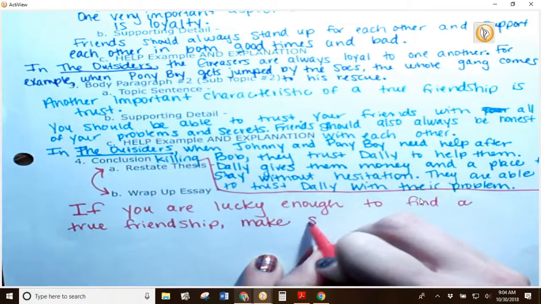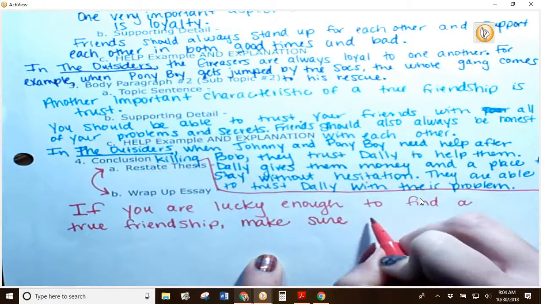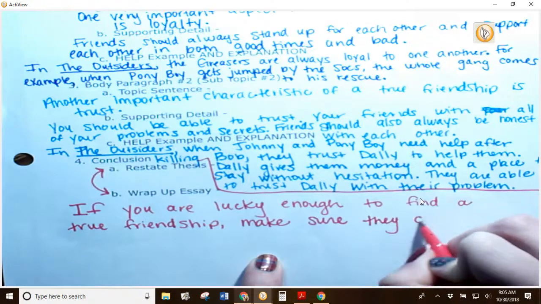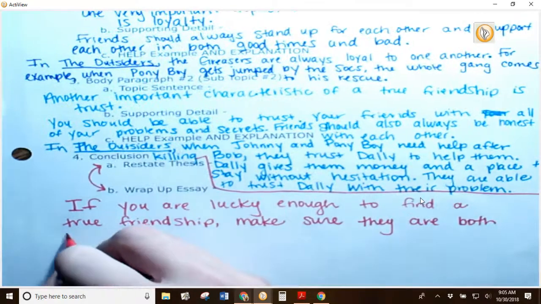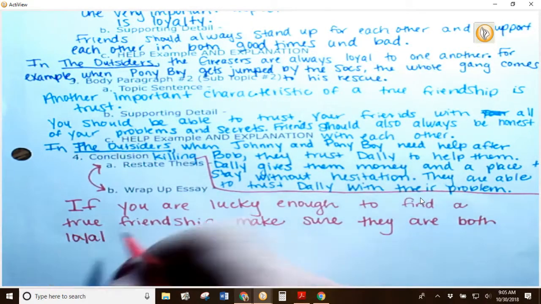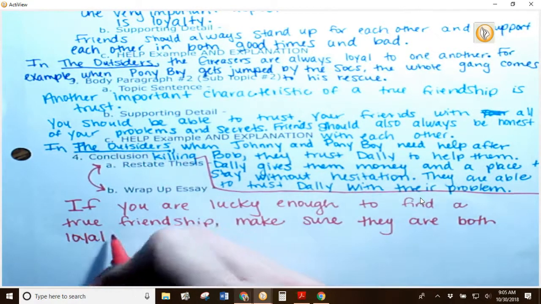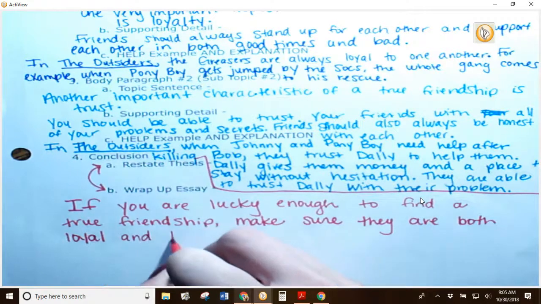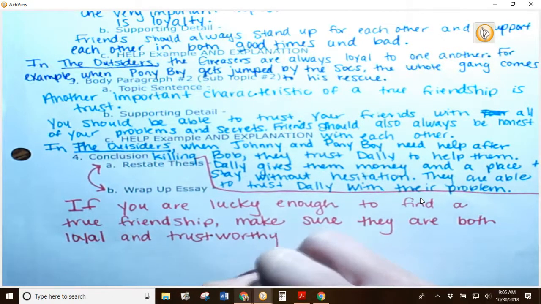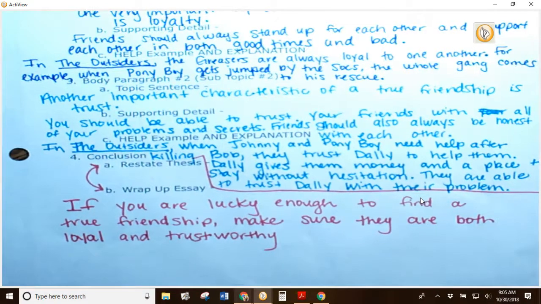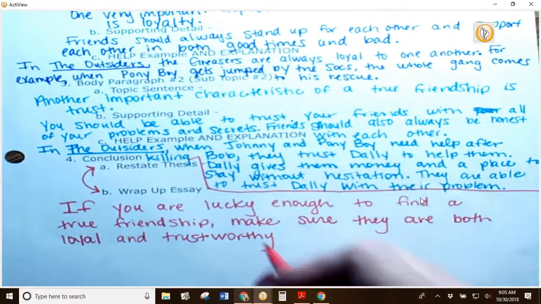Make sure they are both loyal. Actually, it's going to be two, I think. They are both loyal and trustworthy. Okay, those are the two words we used in our thesis statement, the two things that we defined or explained in our two body paragraphs. Okay, so make sure they are both loyal and trustworthy.